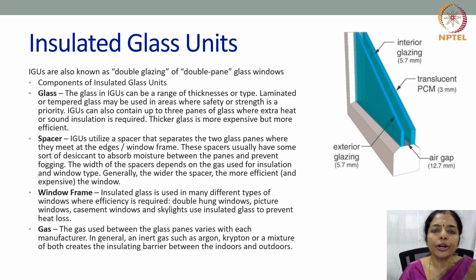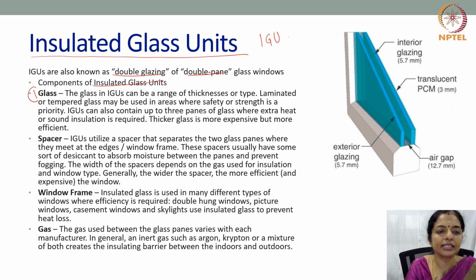So, what do you mean by double glazing? Double glazing or double plane or triple plane glass windows are also called as insulated glass units. So, in this class, you will be listening to these insulated glass units, IGU, double pane glass, double glazing units very frequently. So what are the components of insulated glass units?